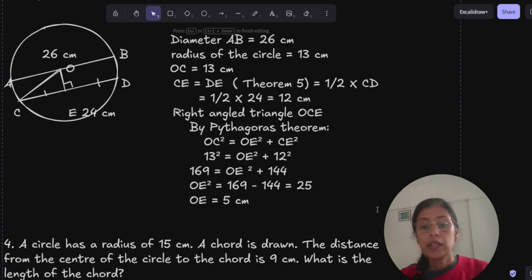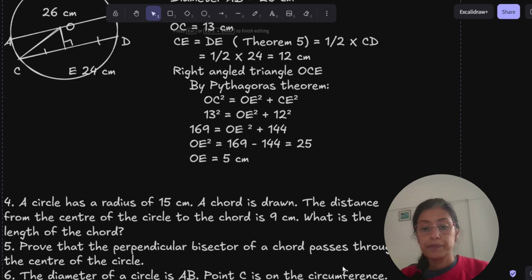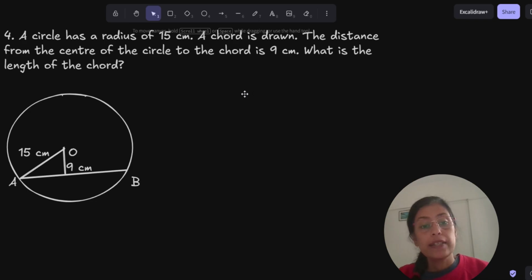Let's move on to the fourth question. Fourth question is, a circle has a radius of 15 centimeter. So let's draw a circle with center O, and I have drawn the radius OA of 15 centimeter, right? And then a chord is drawn. So I drew a chord AB.